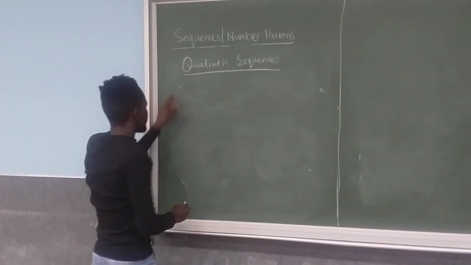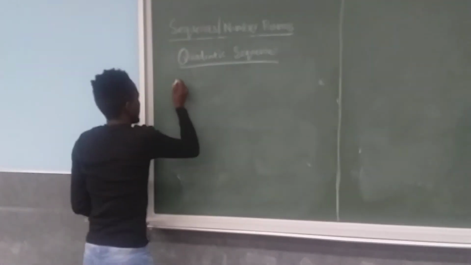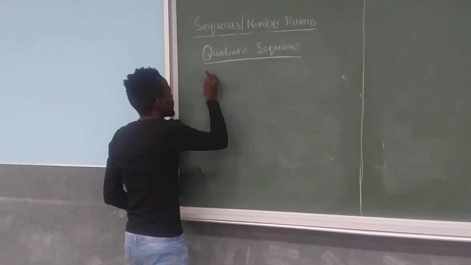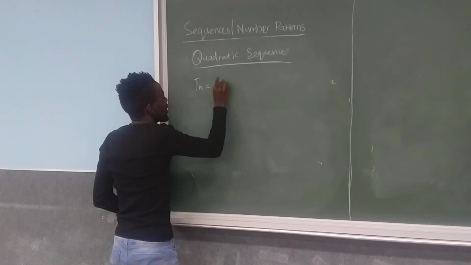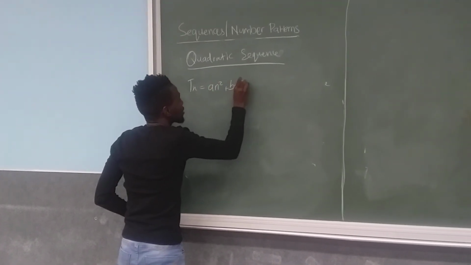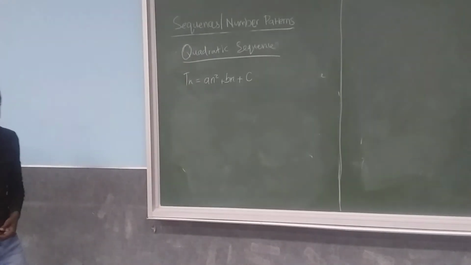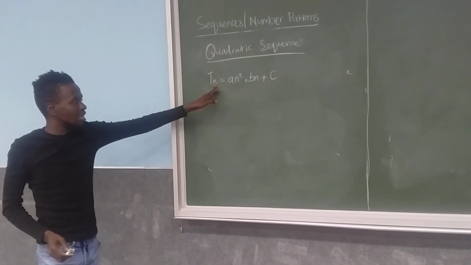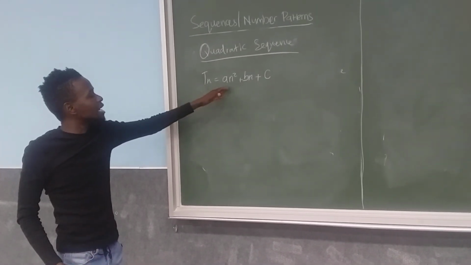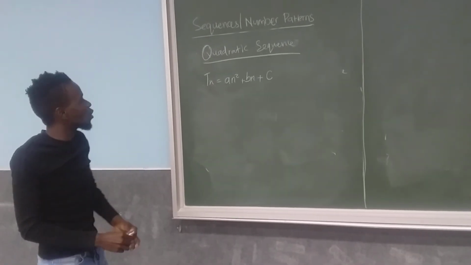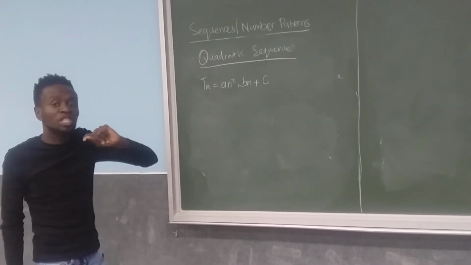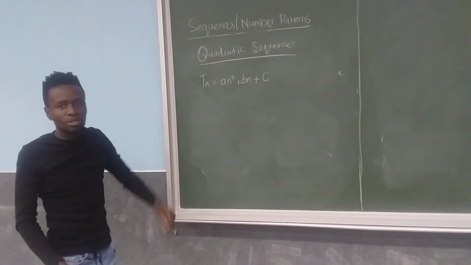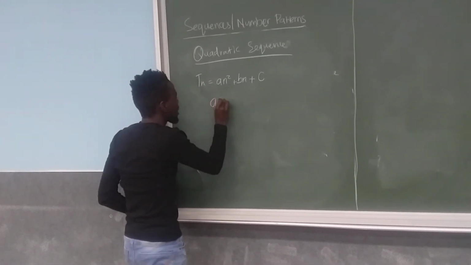Okay? So now, this type of sequence has this formula, which is Tn equals an squared plus bn plus c. Okay? And I told you that Tn is the general term, or the nth term. It doesn't change. And then our A now is a different story. It's going to change. It's no longer that first term that I've been telling you about in the arithmetic sequence. Now we are dealing with quadratic. Our A, we are going to find from the special formula.